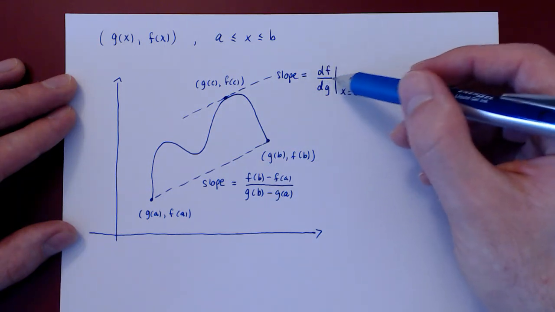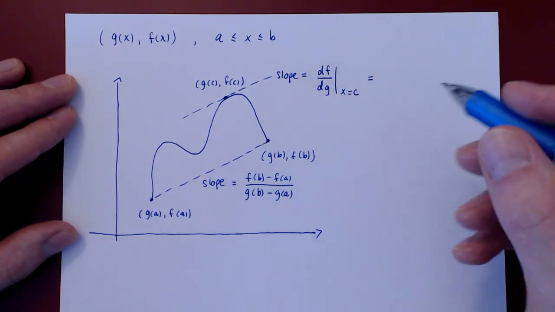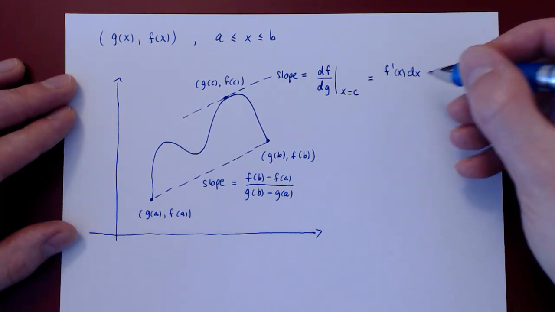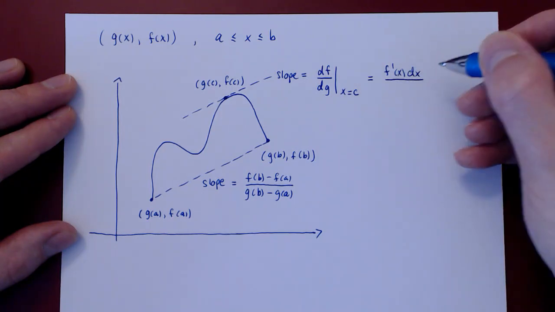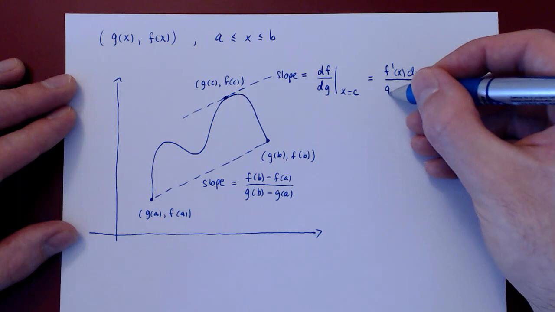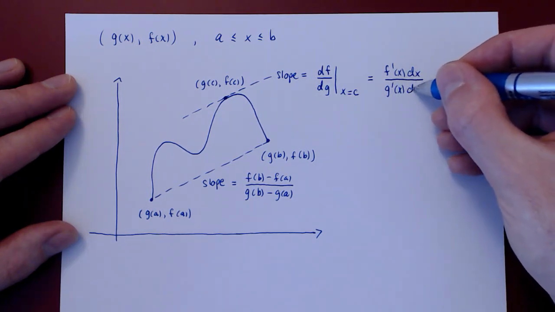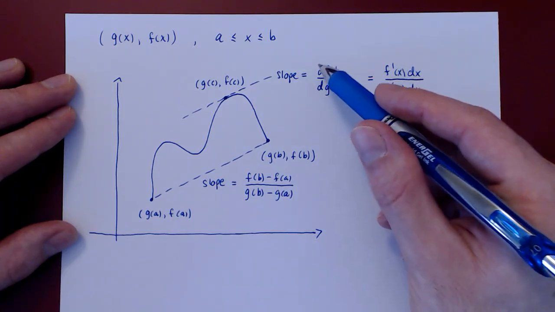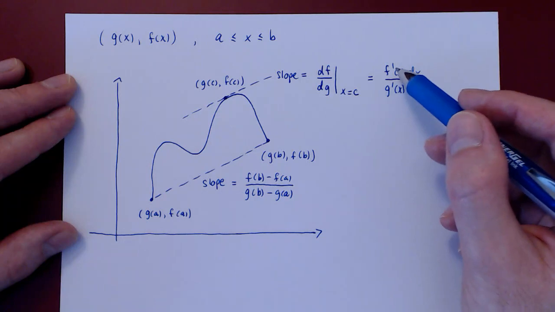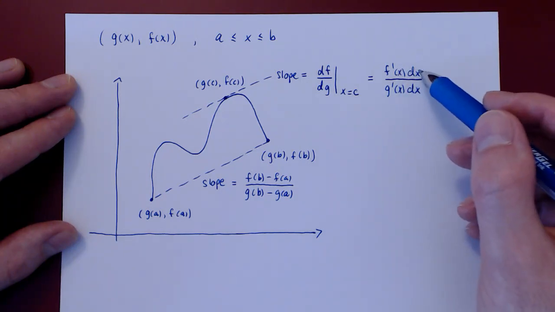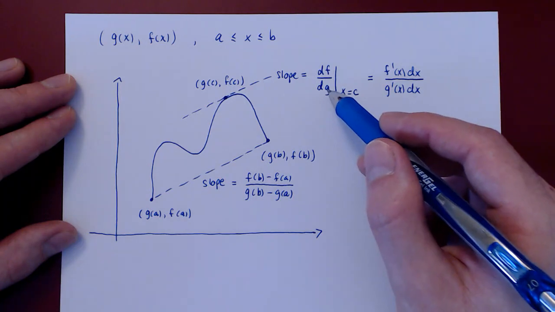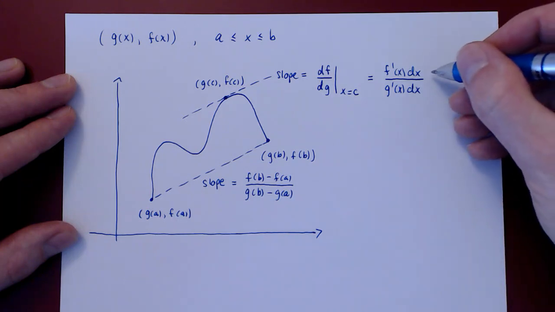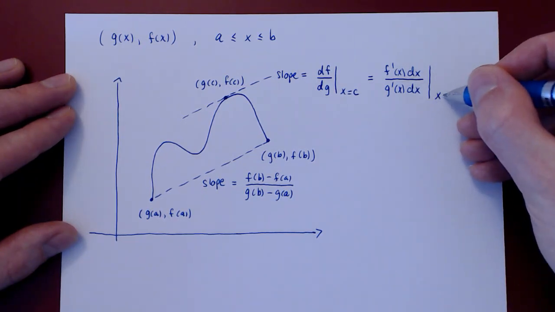Well, let's use the differential, right? We know that the differential of f is simply f prime of x times the differential of x. And the differential of g is, of course, g prime of x times the differential in x. You can also look at this as an infinitesimal change in f is given by the slope of f times an infinitesimal change in x, and similarly, an infinitesimal change in g is given by the slope of g times an infinitesimal change in x. And again, we evaluate this ratio at x equals c.